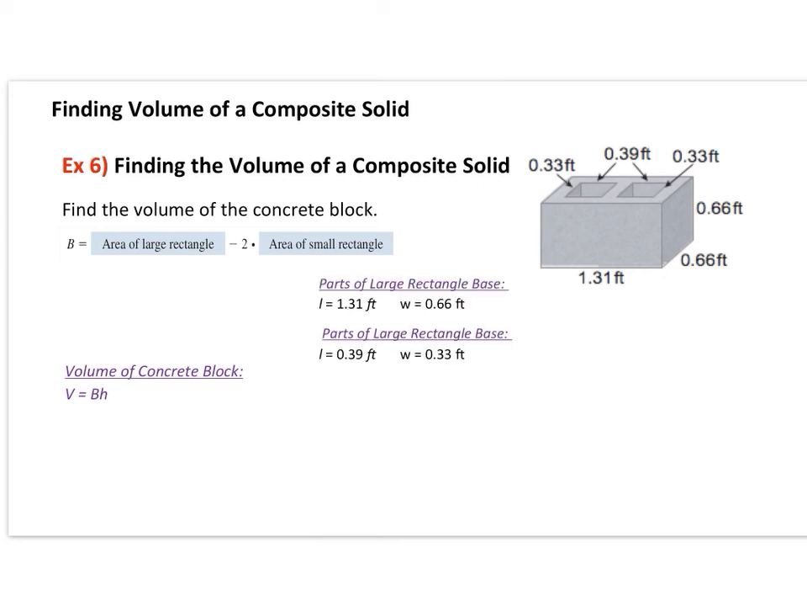So let's consider the parts of the large rectangle and then parts of the small rectangle. That should say small right there. We don't have both of them large. So this one's going to be parts of the small rectangle. Alright, so parts of the large is going to be 1.31 feet for the length and 0.66 feet for the width. So that's the full large rectangle here, as indicated, and these edges are parallel. For the small, we've got a length of 0.39, and then for the width we have a 0.33.